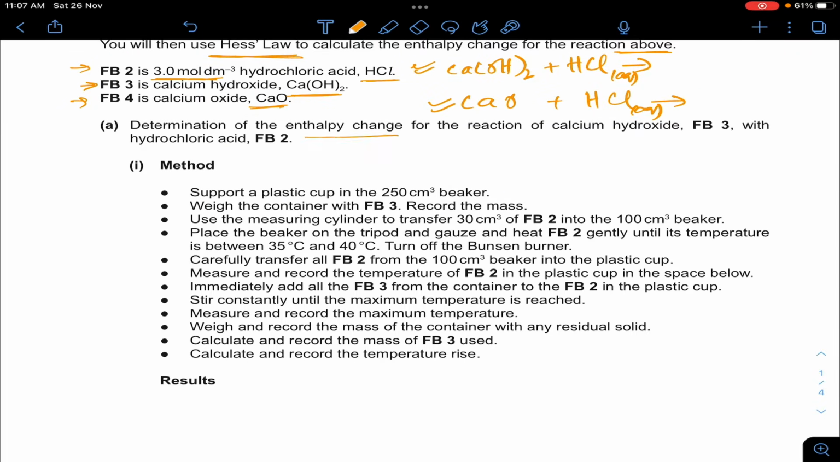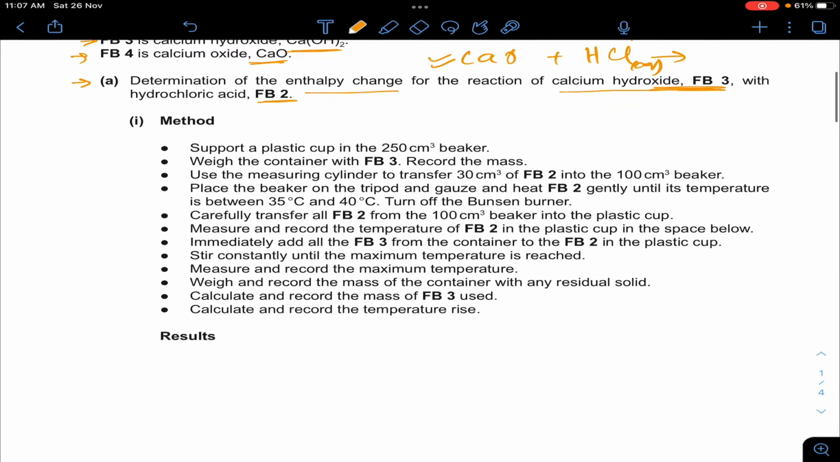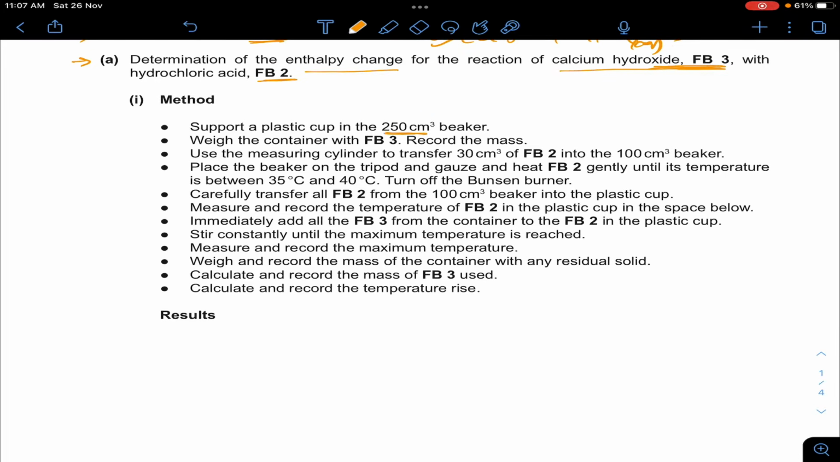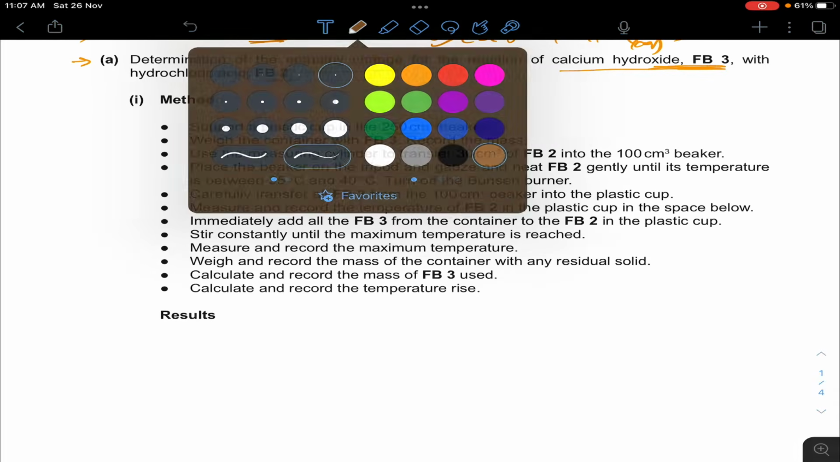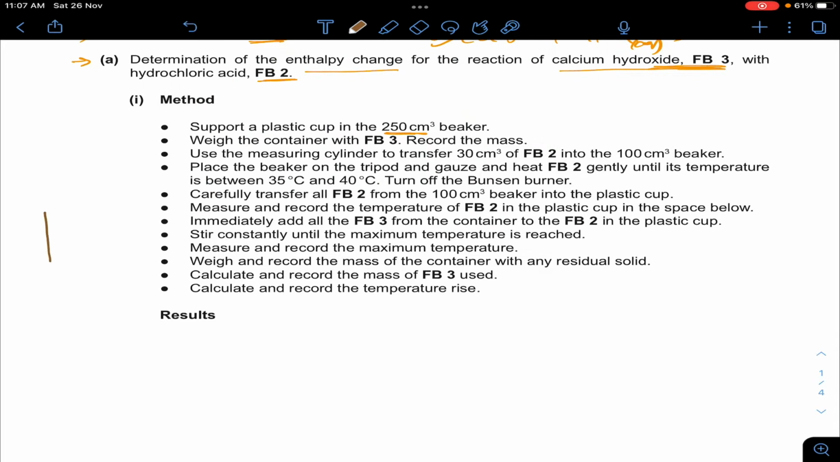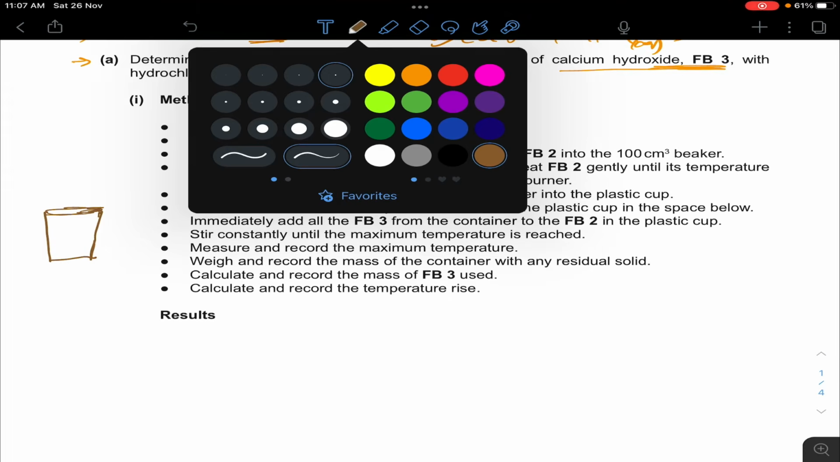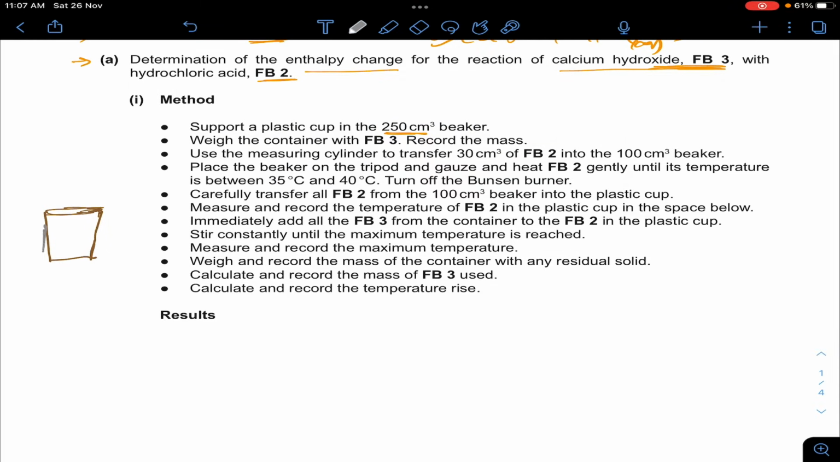Determination of the enthalpy change for the reaction of calcium hydroxide FB3 with hydrochloric acid FB2. Okay, let's read the method. Support a plastic cup in the 250 cm3 beaker. So let's suppose this is our plastic cup. We are going to support it in a 250 cm3 beaker, just to provide it a support. So this is the beaker, and this is the plastic cup.